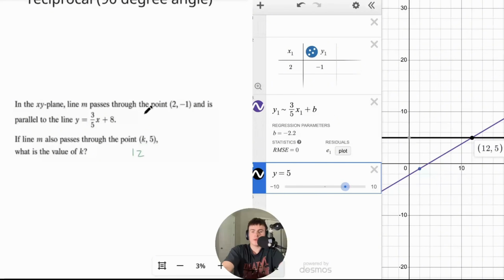That's it. So once again, we're given one point. We're given the slope because it says it's parallel to this line. And then we have to find this point that it goes through. That's it. It's literally just k, or 12, I mean. So yeah, if you have any questions, just shoot me a DM.